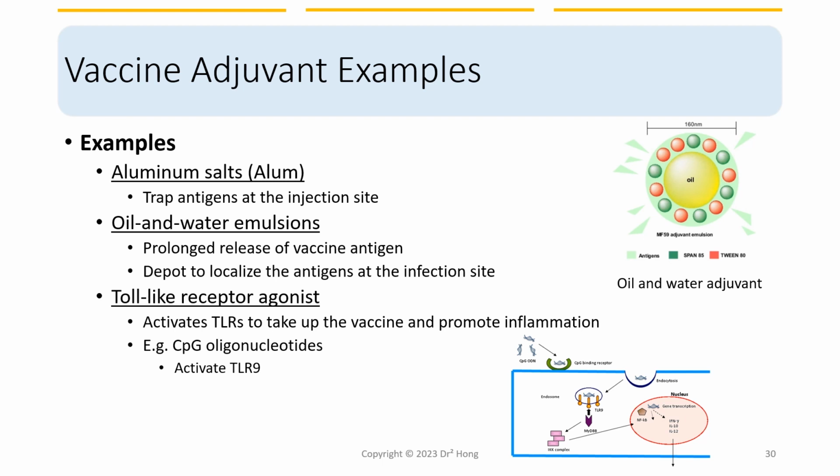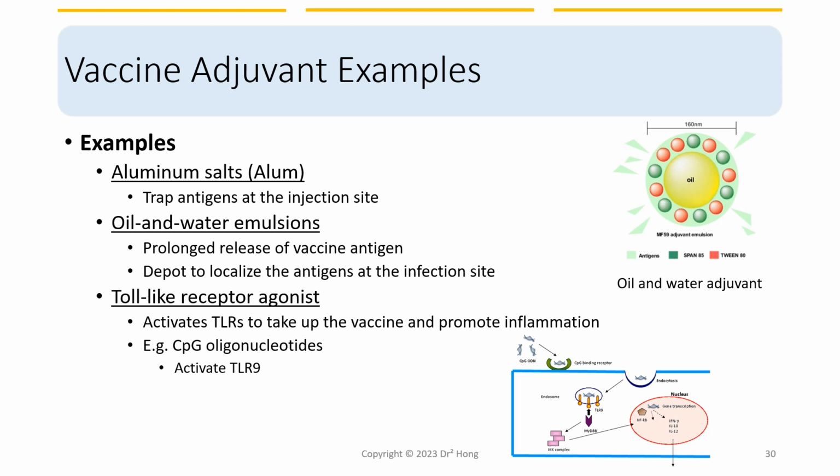Oil-in-water emulsions are a type of vaccine adjuvant that work by enhancing the delivery and presentation of the vaccine antigen to the immune system. These adjuvants consist of an oil-based phase and a water-based phase that are emulsified together to form a stable suspension. When the emulsion is injected, the oil droplets are taken up by immune cells such as dendritic cells and macrophages at the injection site.